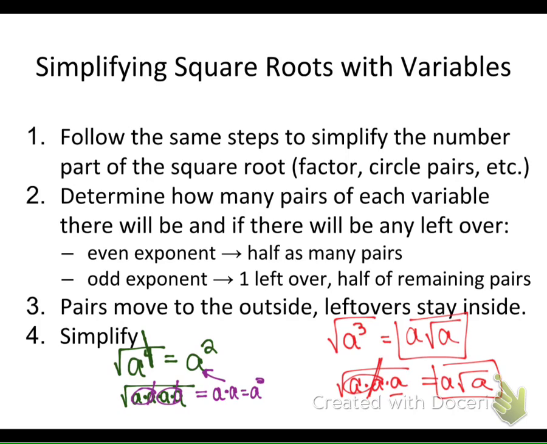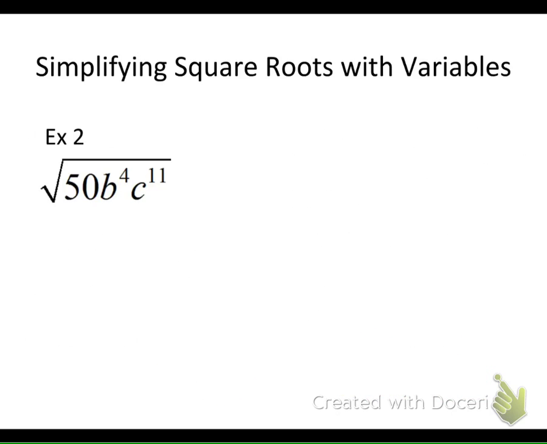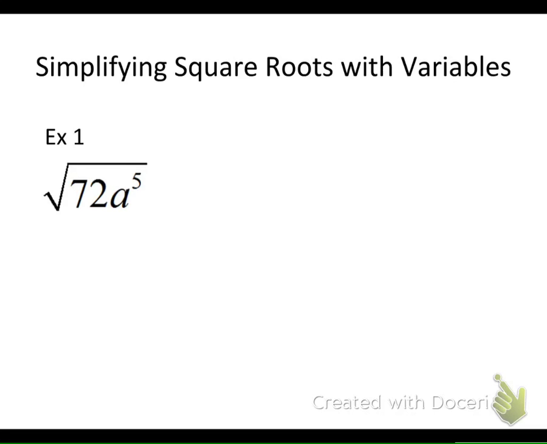Okay, so these are the 4 steps that we're going to follow when we simplify square roots with variables. So now I want you guys to go ahead and go back to example number 1. We're always going to start off kind of easy. So our first example is the square root of 72a to the 5th power. We can't do anything. I'm scared.